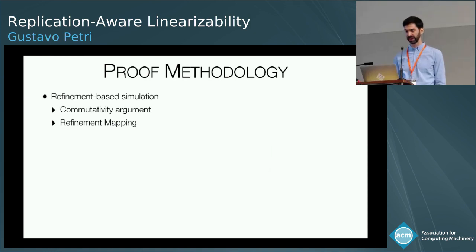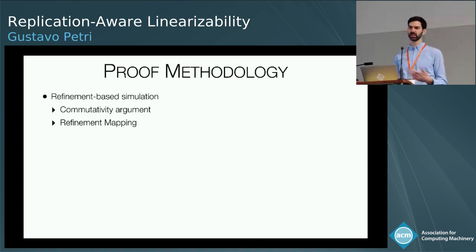All right, on top of the specs, we provide a proof methodology to show that a certain implementation of a CRDT meets the replication-aware linearizable specification. So this is a typical refinement argument. This is building a simulation, and it can be decomposed in two parts. Firstly, a commutativity argument that says whenever you have two operations happening in two different replicas at the same time, the order in which you put these operations in the linear history doesn't matter all that much.